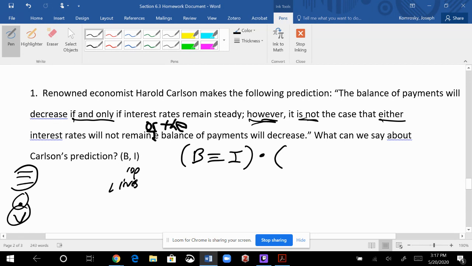So then we have the next statement. It is not the case that either interest rates, you're going to have to go back up and look at how you use tildes on parentheses. And in this case, it turns out, and again, I'm just doing this homework for you. You can go back up to 6.1, 6.2 and figure out how you would symbolize or translate this.